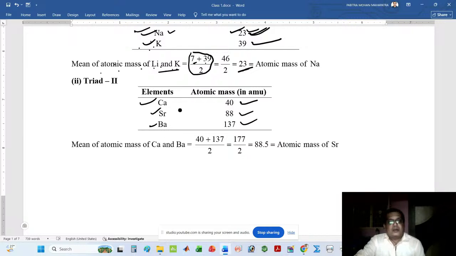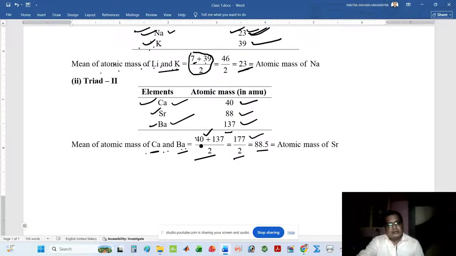According to the principle of Dobereiner triads, now find first, what you will find first? Find the last element. So mean of atomic mass of calcium and barium is how much? 40 plus 137 divided by 2. 40 is of calcium, 137 is the atomic mass of barium. So if you find the mean of atomic mass, then you can say that 177 by 2. If you will solve this, then you will find 88.5. 88.5 is the mean atomic mass of calcium and barium.